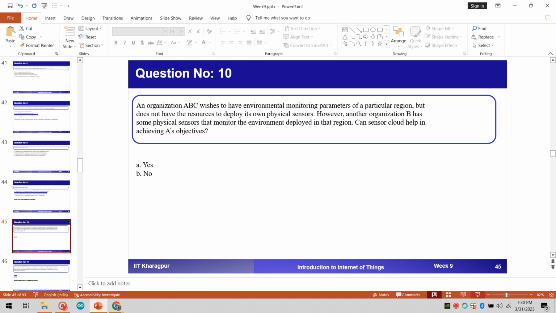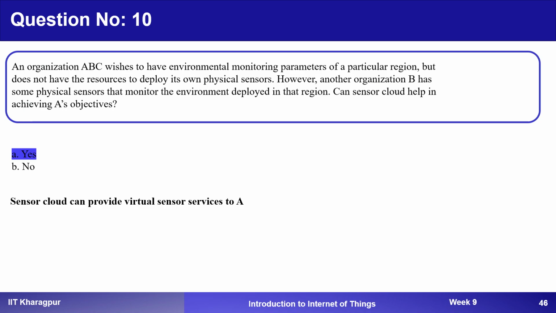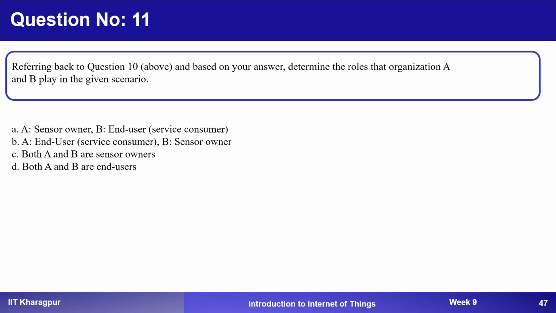Okay. So the correct option for this is yes. Next question is, referring back to question number 10, based on your answer, determine the role of organization A and B that play in the given scenario. A: A will act as sensor owner, B will act as end user. B: A will act as end user and B will act as sensor owner. C: both A and B are sensor owners. D: both A and B are end users.